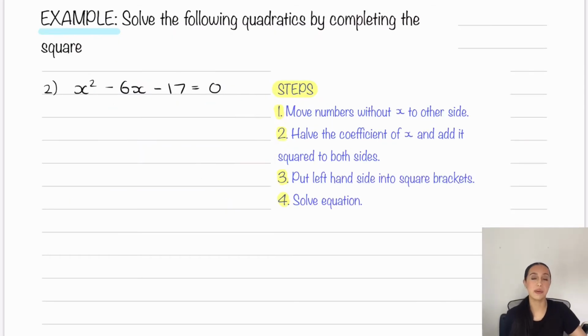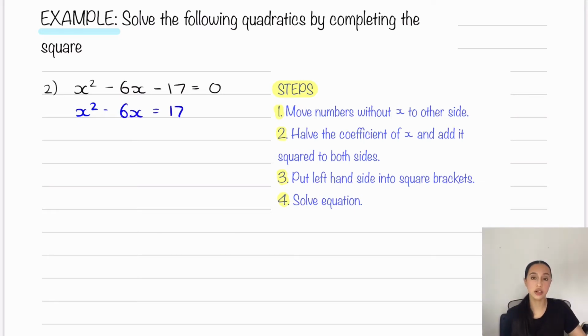Looking at this next example, it's very similar. Again, we want to start by moving any numbers without x to the other side. So the number without x is negative 17, so we're going to be moving that to the other side. So now we'll have x squared minus 6x equals positive 17.